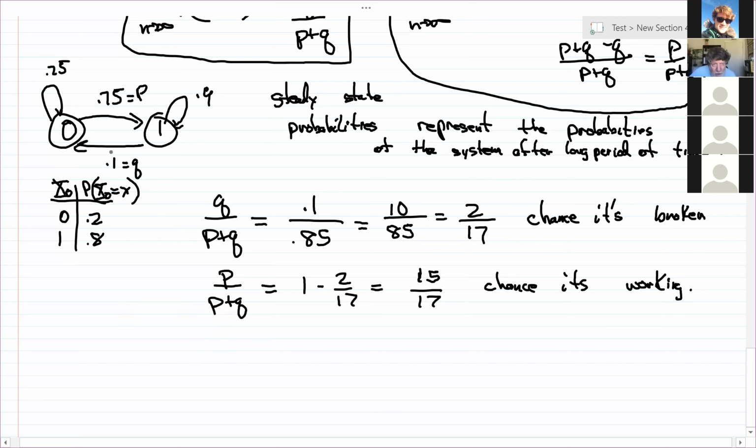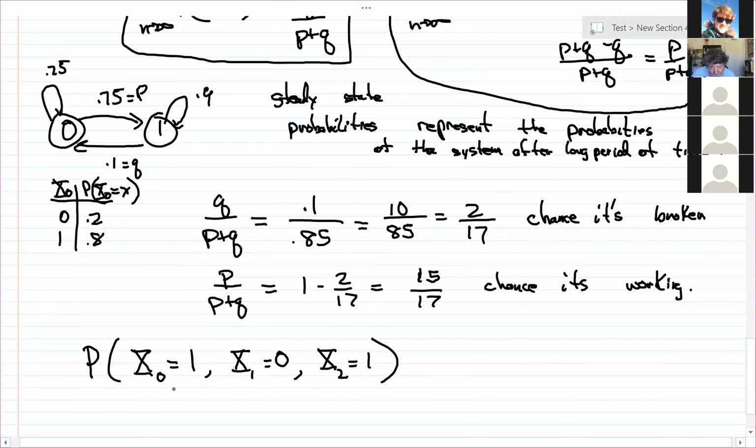Suppose we were in this numerical example right here. Suppose you wanted to know the probability that at time 0, the machine was working, and at time 1, it was broken, and at time 2, it was back to working. This is what I was going to do if I had more time today. So I'll just leave it as a tease. This is where we want to go next.